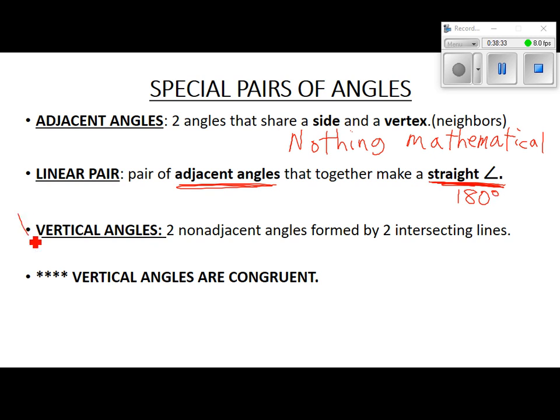Vertical angles, and this is probably the most important of all of them. These two right here. This last thing is the first theorem of the year. This theorem says vertical angles are congruent. You'll probably never see me write it out that way again, because I'll always abbreviate it. Vertical angles are congruent. We're going to make it as short as we possibly can.